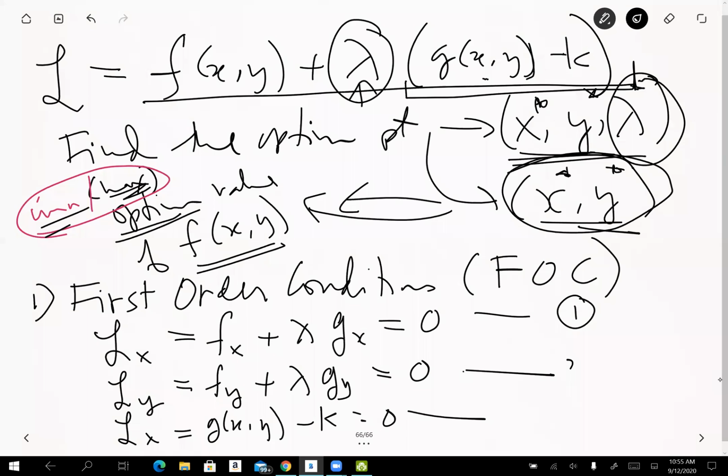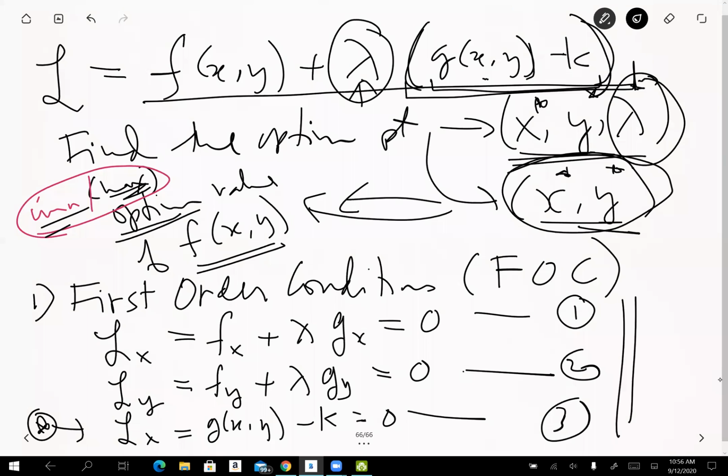Call it number 3. So the derivative with respect to lambda is the constraint. You look at it, it's the constraint: g of x, y minus k equal to 0. Essentially that is the constraint, set that to 0. Why do you do that? Because lambda here is multiplied by the terms in the bracket, which is the constraint, g of x, y minus k. So you take the derivative with respect to lambda, what do you get? I get g of x, y minus k. So these are the first partial derivatives. You call it the first order condition.